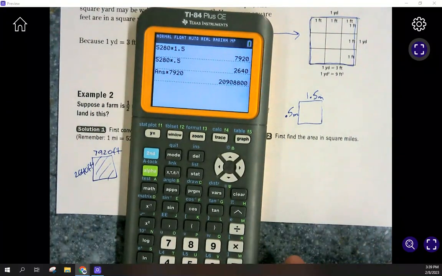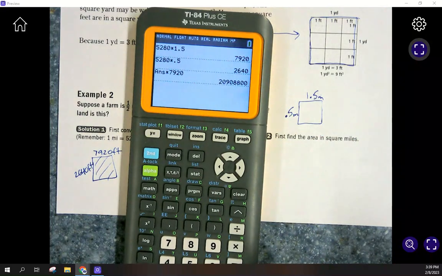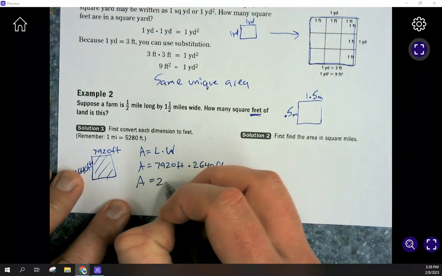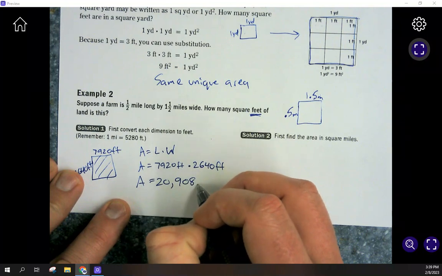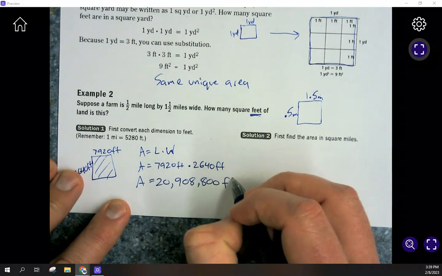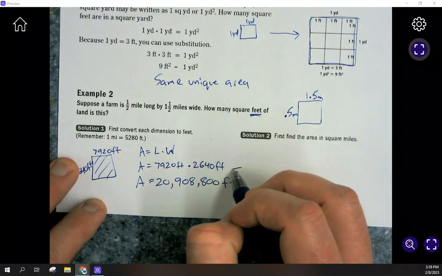Okay, and you get this really big number, but that should make sense. We're talking about miles of land here, so there's going to be millions of feet, right? That number here is 20,908,800. And I multiplied feet times feet, so that's square feet. So that is actually my final answer.